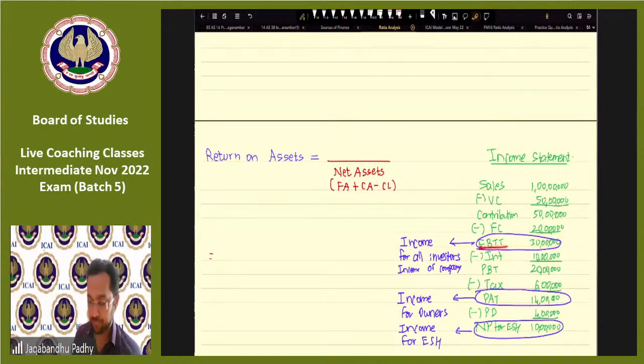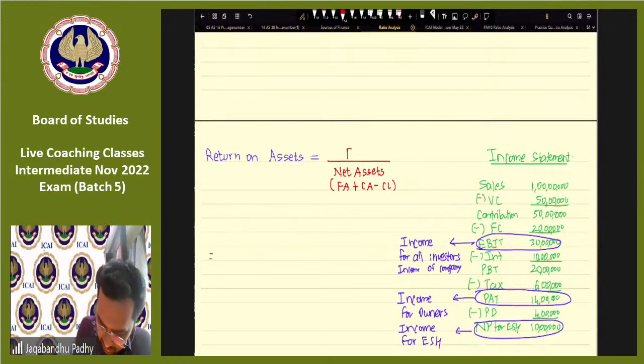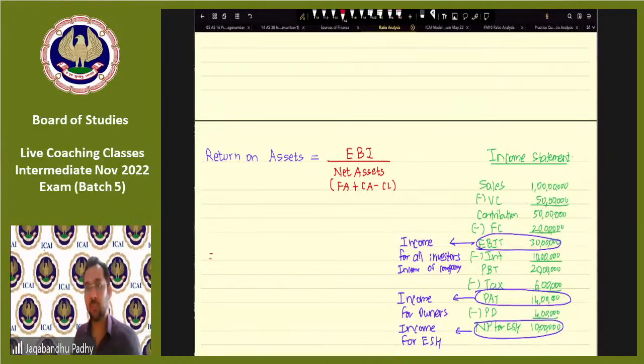Is it EBIT? Is it PAT? Or is it net profit for equity shareholders? Tell me, out of these three numbers, what would you say to be in the numerator? Return on assets. What is the figure that the company is earning? Of course, it is EBIT, sir. So that's EBIT, right?